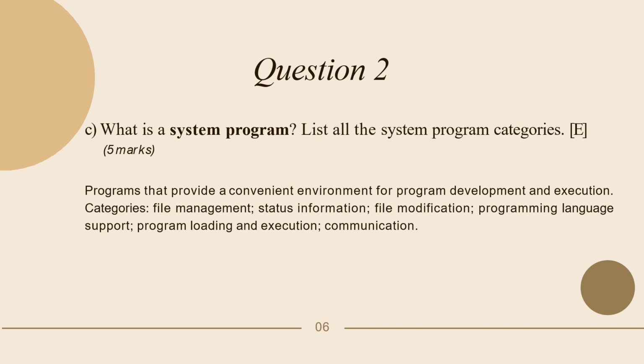Question 2C. What is a system program? List all the system program categories. And the mark allocated for this question is 5 marks. This is how we're going to answer it. A system program is a program that provides a convenient environment for program development and execution. The categories are file management, status information, file modification, programming language support, program loading and execution, and communication.